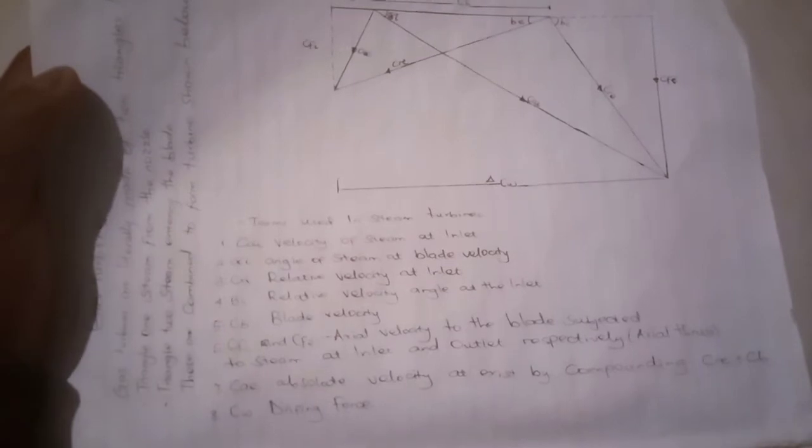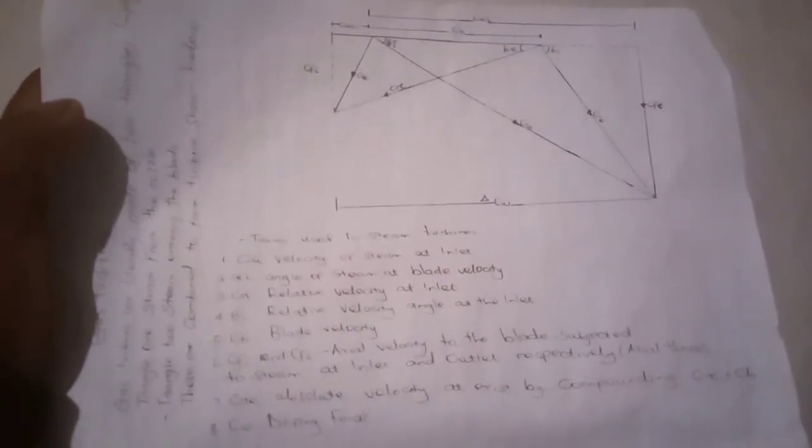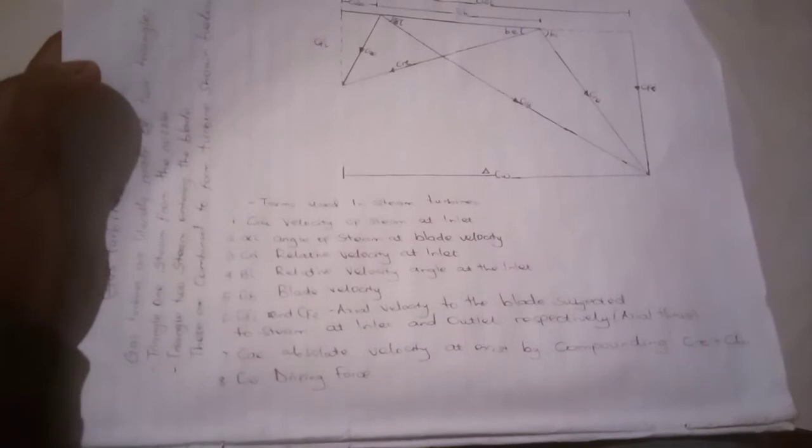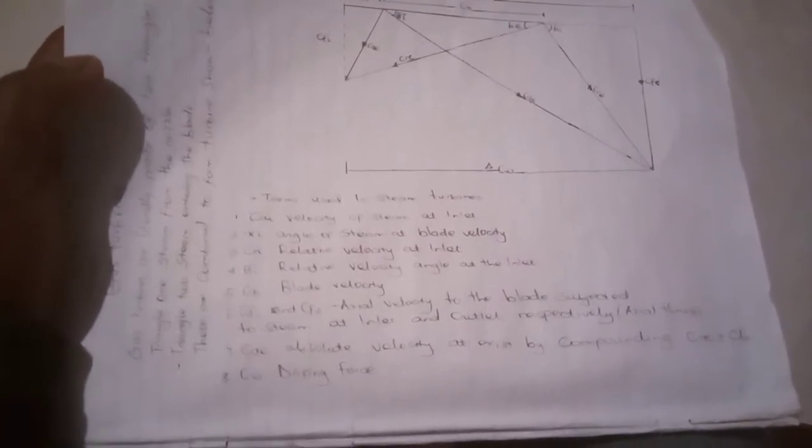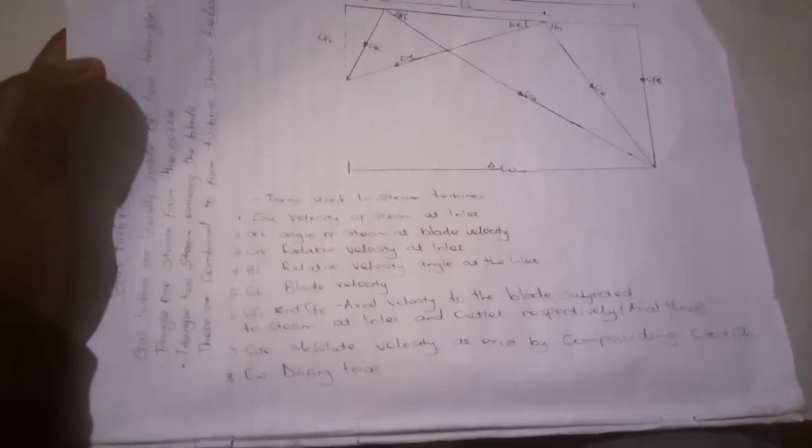1. CI. This is the velocity of the steam at the inlet. Alpha I, angle of the steam at the blade velocity. CRI, relative velocity at the inlet. BI, relative velocity angle at the inlet. CB, blade velocity. CFI and CFE, this is the axial velocity of the blade subjected to the steam at the inlet and outlet respectively. CAE, absolute velocity at the exit, by combining both CRE plus CB.